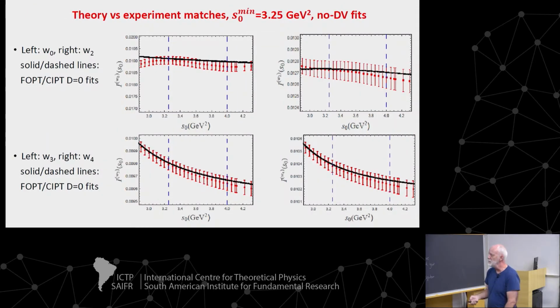Now, this is another thing that you should do, and also this tells you a little bit of extra information. These are the comparisons after you've done the fit, and you now put those fit parameters into the theory representation, and compare the theory integrals to the experimental integrals. This is the result that you get just for one particular choice of the minimum S naught in the fit window.